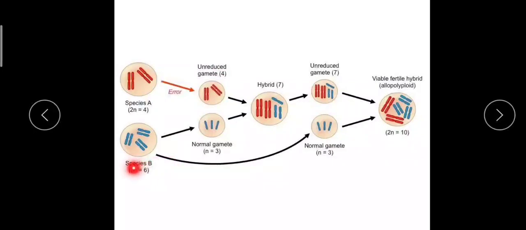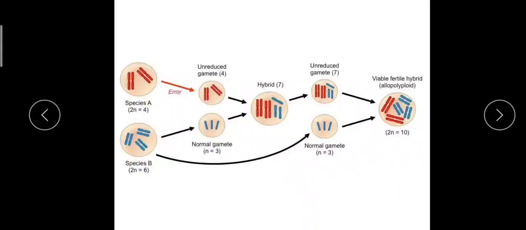But in case of species B, you can see it is a normal gamete. Half number of chromosomes is present in the gamete. Here you can see 3, and actually the 2n condition was 6. So this is a normal gamete. So this normal gamete fuses with the unreduced gamete and a hybrid is formed. Here what is the chromosome number? 4 from this and 3 from this. So 4 plus 3, 7 is the chromosome number in case of hybrid. And this hybrid or this polyploid is formed from 2 species.